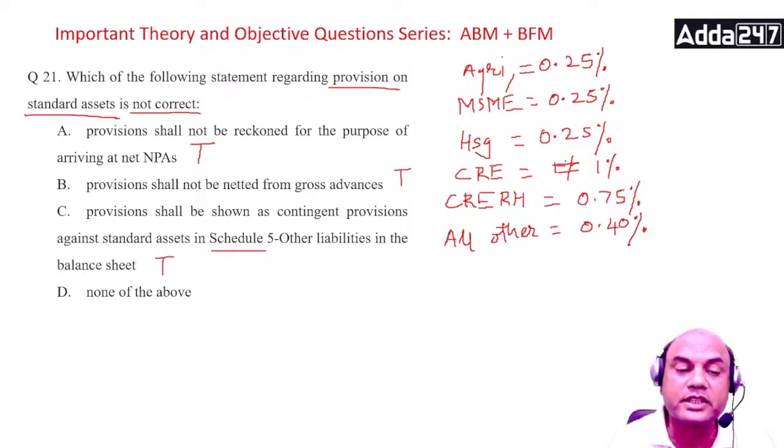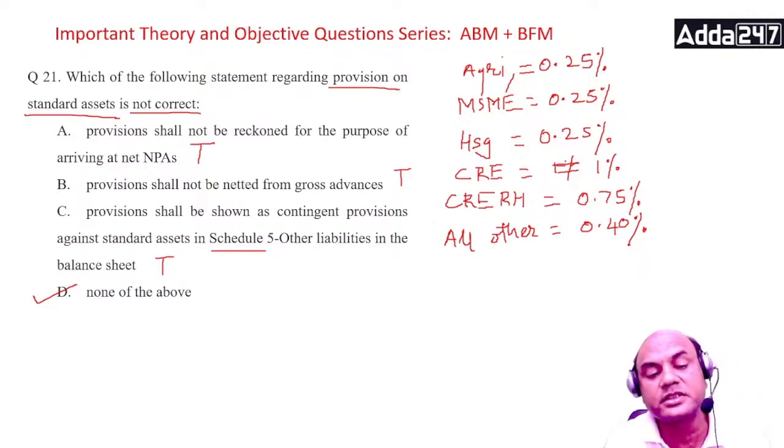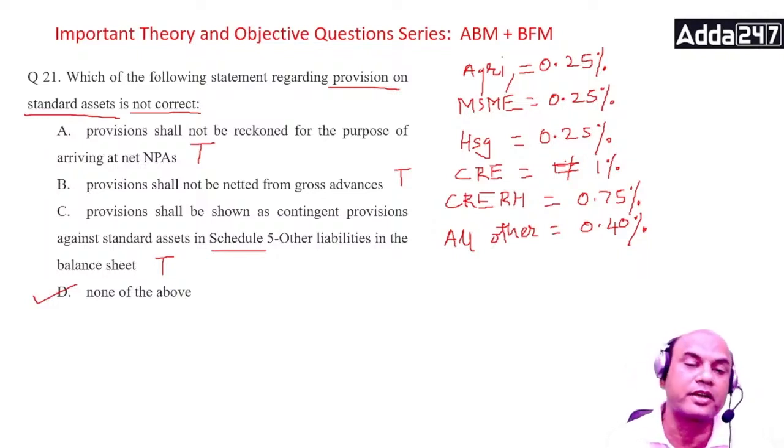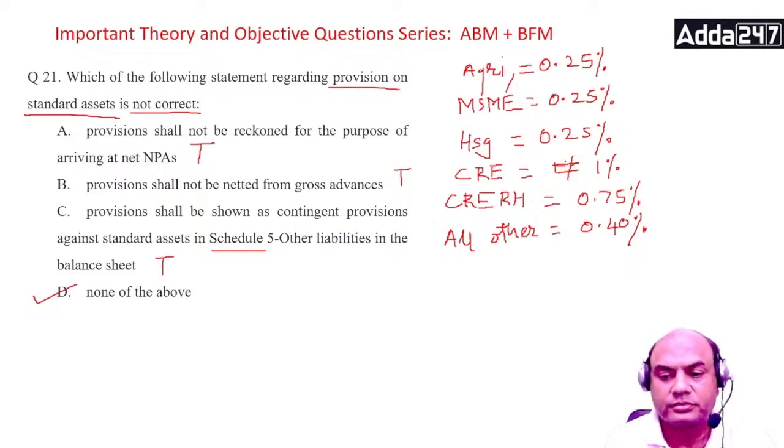So the answer is none of the above. Which of them is not correct? So not correct is none of the above. All of them are correct. Got it? All of them are correct. Got it? Let's move on to the next one.